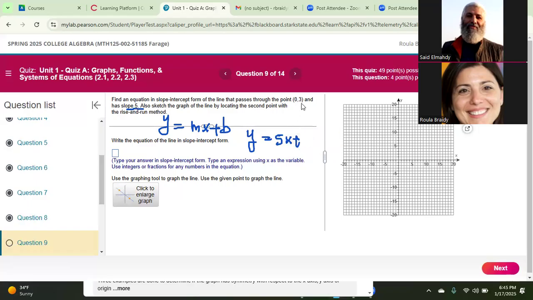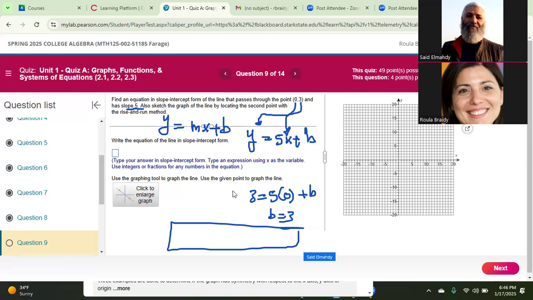We can substitute x and y. x is 0 and y is 3, correct? So we put 3 = 5 × 0 + b. What is 5 multiplied by 0? b is 3. So the equation is y = 5x + 3. Yes, this is correct.